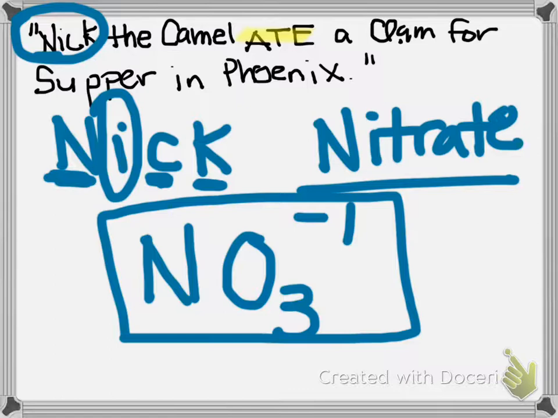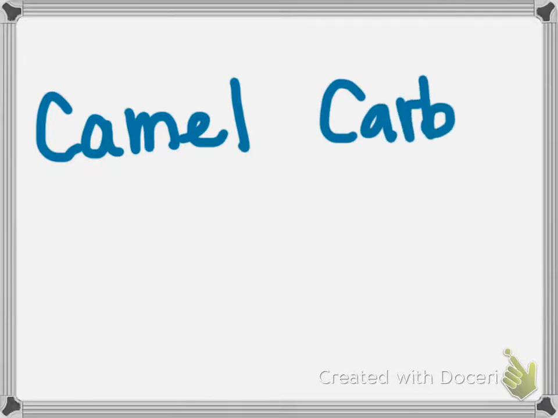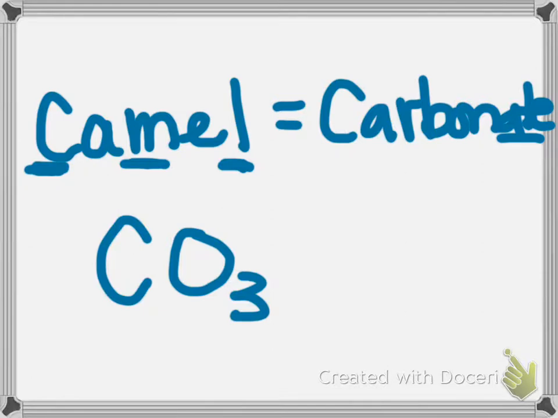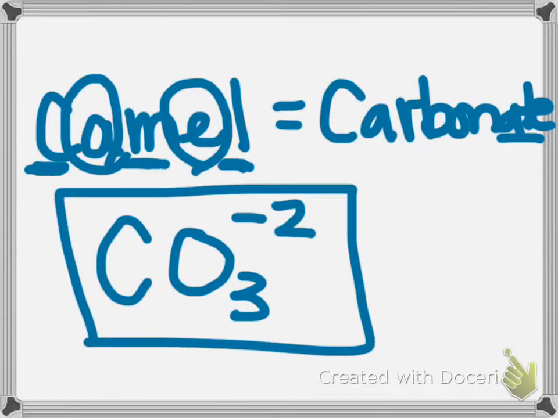Nick the camel. Camel is going to be the key word for carbonate. Notice these are the ates. So the first letter here tells us the heteroatom on the oxyanion. The number of consonants in the key word, so here we've got a C, an M, and an L, is the number of oxygens in the anion. And the number of vowels in the word is the negative charge. So carbonate is CO3 -2.